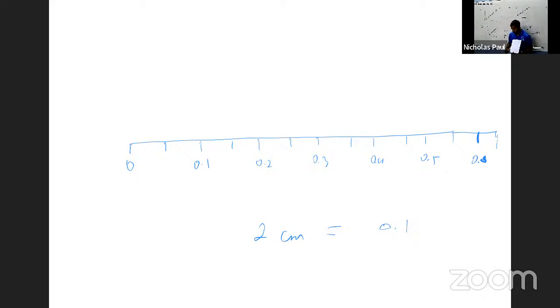Okay, so every 1 centimeter is 0.2, 0.4, 0.6, 0.8, 1, 1.2, 1.4, 1.6, and it has to go until you reach 2.6. Okay, all right. And once you reach there, you'll stop there. Got it here now?